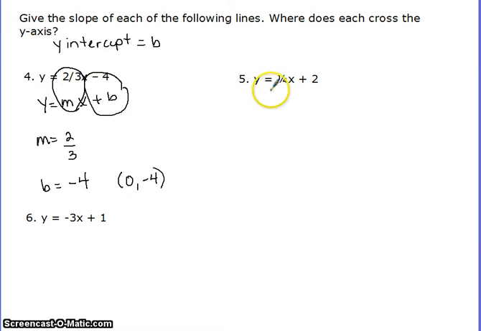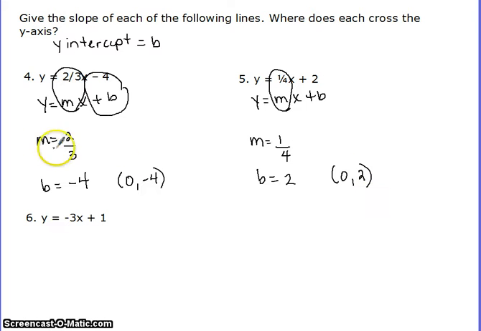Okay, number 5, y equals 1/4 x plus 2. So notice that the y is by itself. It has already been solved for y. It is in slope-intercept form. So my slope is 1/4. My b is 2, so that tells me that my y-intercept is 0, 2.